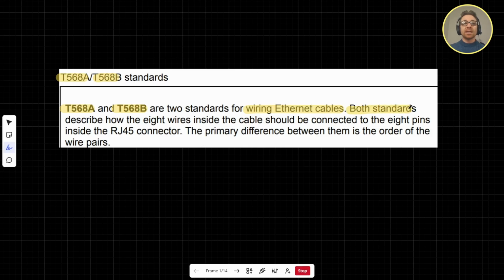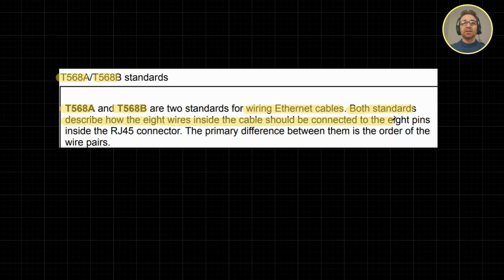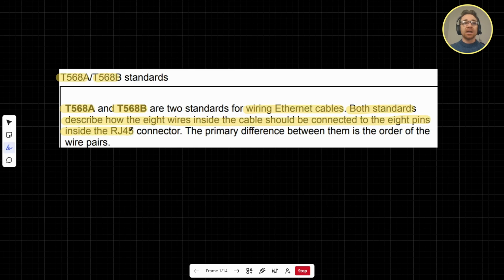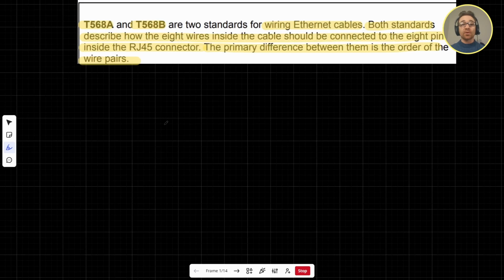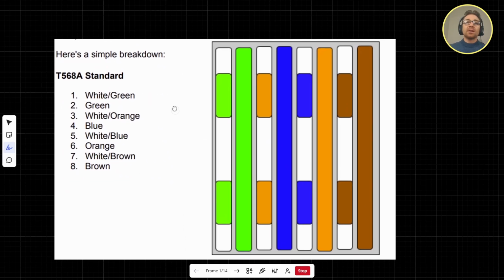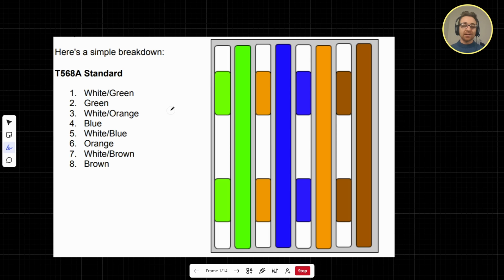Both standards describe how the 8 wires inside the cable should be connected to the 8 pins inside the RJ45 connector. The primary difference between them is the order of the wire pairs. That's the main difference. We'll have a look at both of these standards now. And it really is as simple as just understanding and pretty much memorizing this, guys, unfortunately.